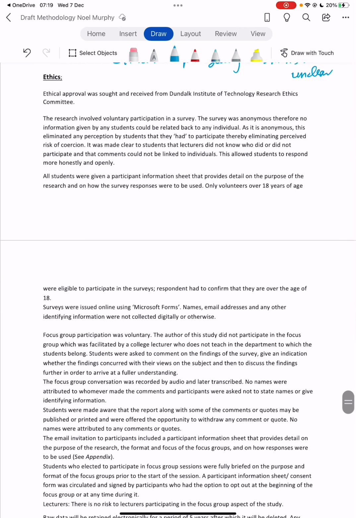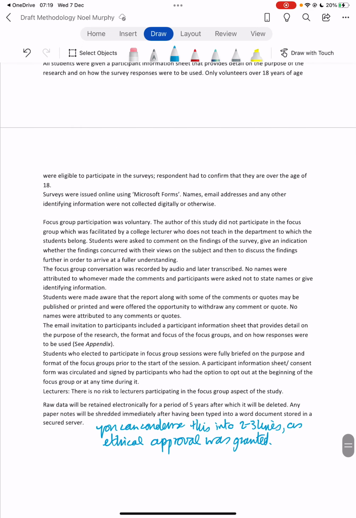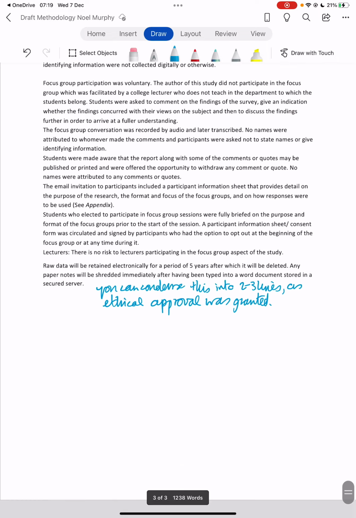And then for your ethics, at this point your study has received ethical approval, so you can just condense this into a sentence or two saying that ethical approval was sought from the DKIT Human Research Ethics Committee and approval was granted, and that's basically it. At this point, you don't need to go into detail on it, and that'll also help keep your word count down when you start putting in your results and so on.